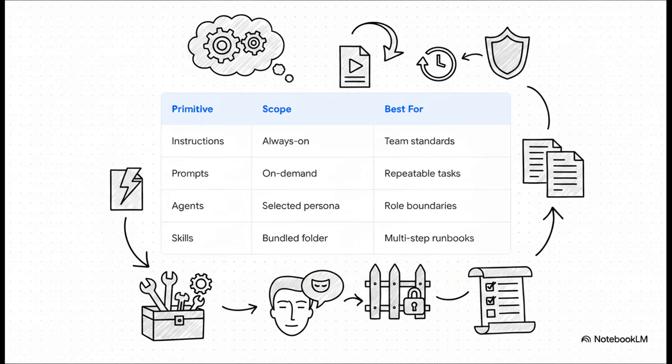Now, this cheat sheet is your absolute ultimate decision guide. If you're ever wondering exactly which file to create for your specific problem, just remember this. Instructions are your always-on background rules. Prompts are your manual, one-shot tasks. Agents are your personas with strict boundaries. And skills, those are your reusable, auto-discovered toolkits.